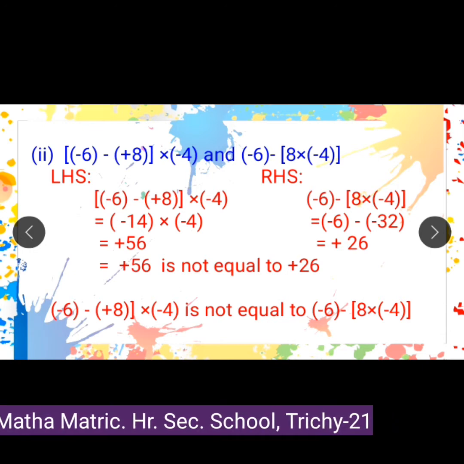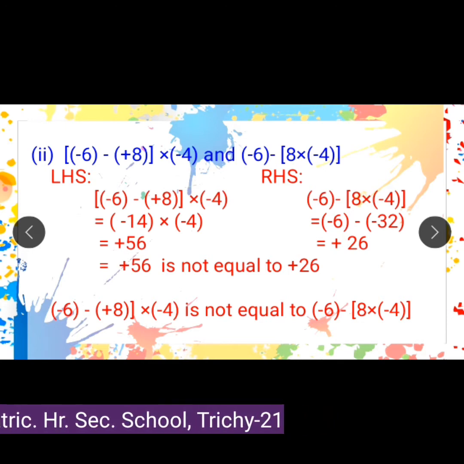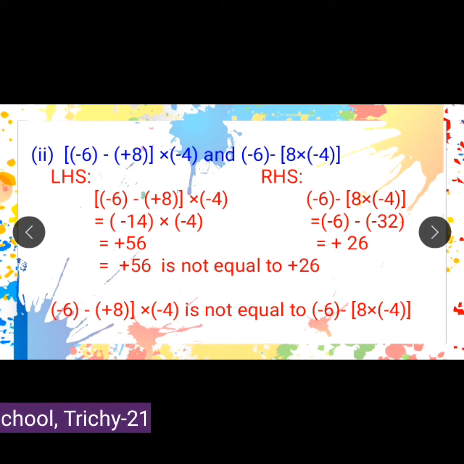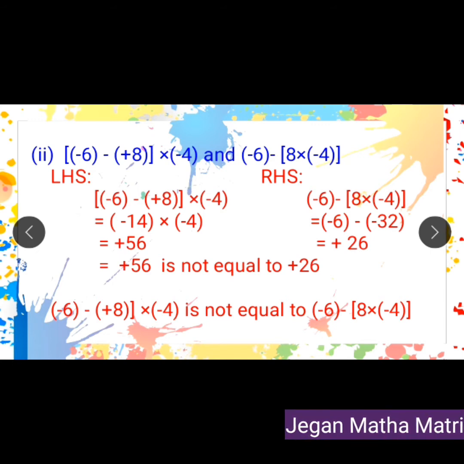Then right hand side equal to minus 6 minus of product of 8 and minus 4. Here we do multiplication first and then subtraction. So 8 into minus 4 equal to minus 32. So now minus 6 minus of minus 32. Minus of minus 32 is equal to plus 32. Now minus 6 and plus 32 different sign integers. So we find the difference between 32 and minus 6 is equal to plus 26. Right hand side equal to plus 26. Left hand side equal to plus 56. Here left hand side is not equal to right hand side.